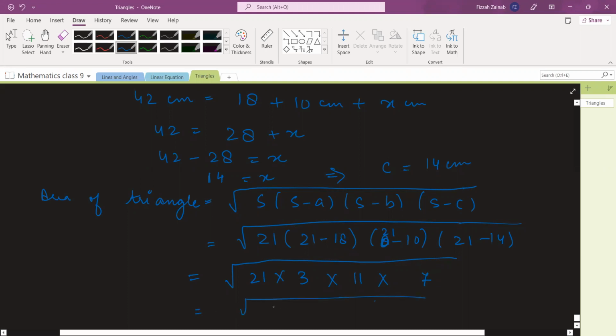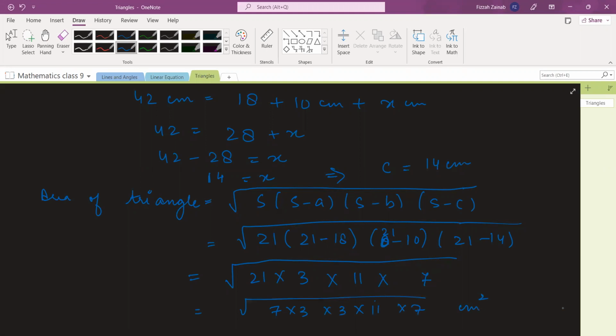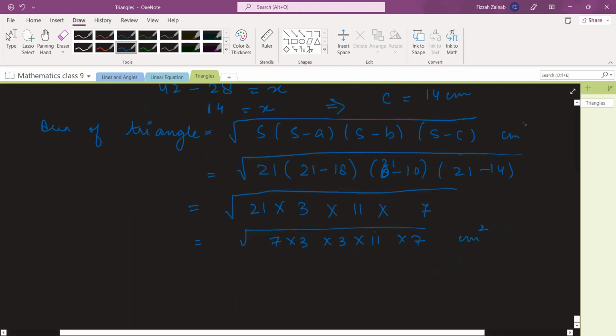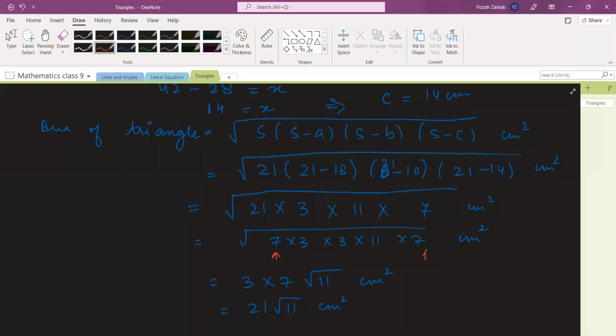So this 21 can be written as 7 into 3, right? And then 3 into 11 into 7 and centimeter square. The answer is in centimeter square. Now you know from where you're getting it. So 1 3 will come out as you can see, and then 1 7 will come out, and 11 will remain here. So you get 21 under root 11 centimeter square, right? Because I have 2 7 here, and then I have 2 3 here. So 1 each will come out.